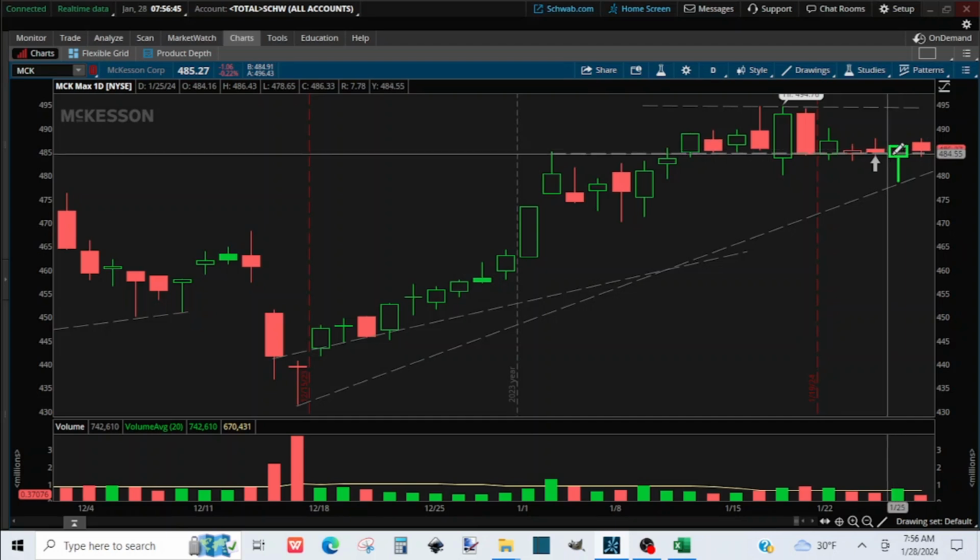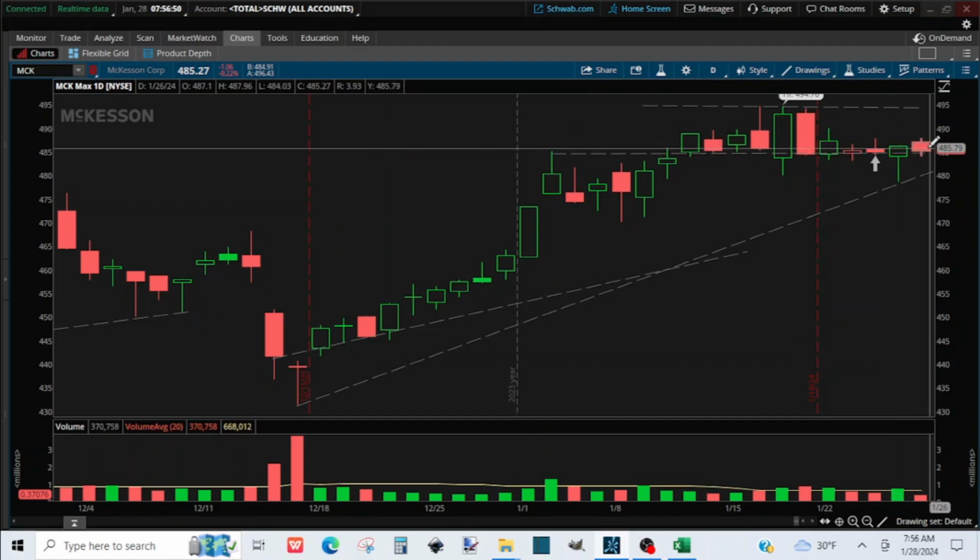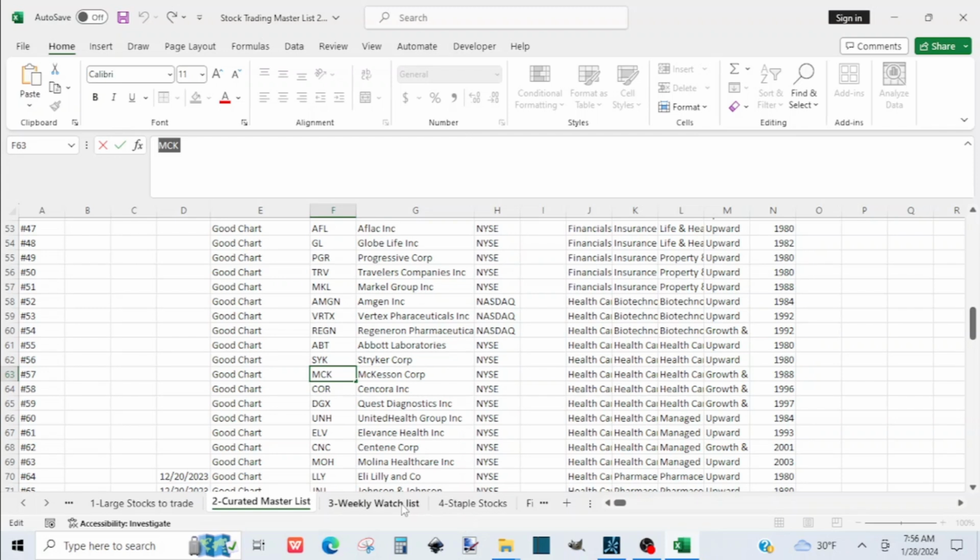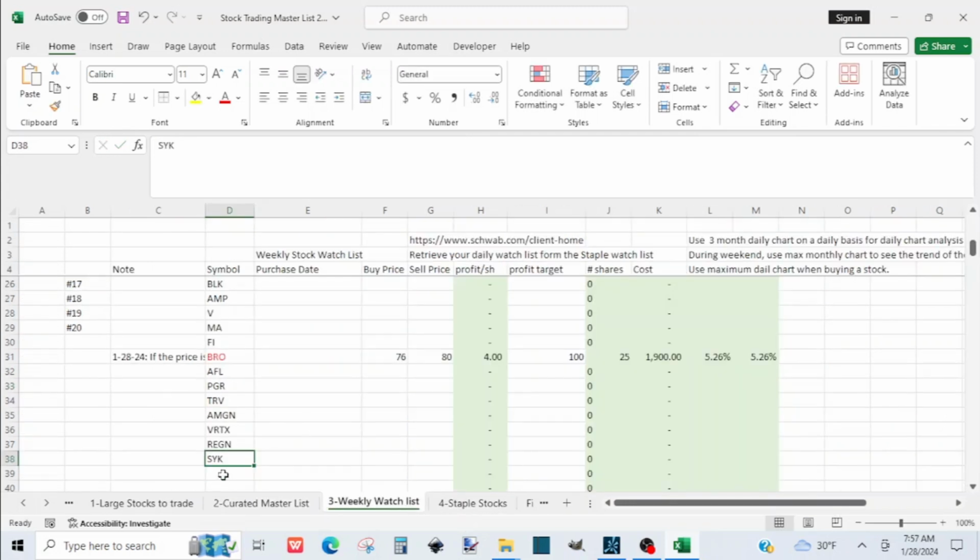And then it went up and started pulling back. So we bought it, we have not sold it. I don't know what it's doing, but we'll add it to our watch list to keep an eye on it to know when we need to sell it. So we'll add it to our watch list.